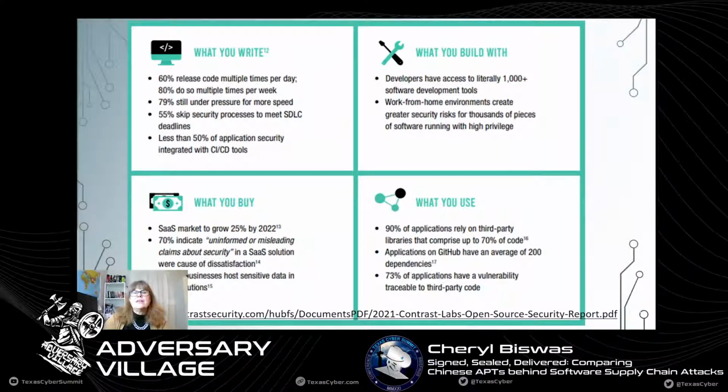Let's take a look at 4 elements of the software supply chain. There's what you write, which is the custom code you develop in-house. And there's what you build with. Those are your software development tools. There's what you buy, which is off-the-shelf software as a service apps. And there's what you use, third-party libraries.